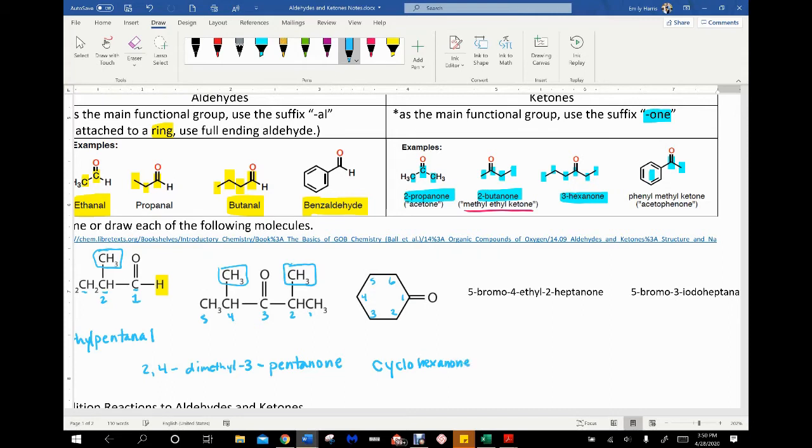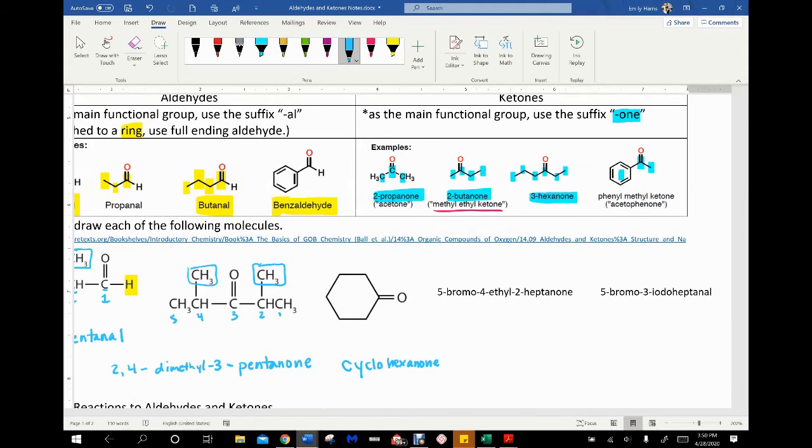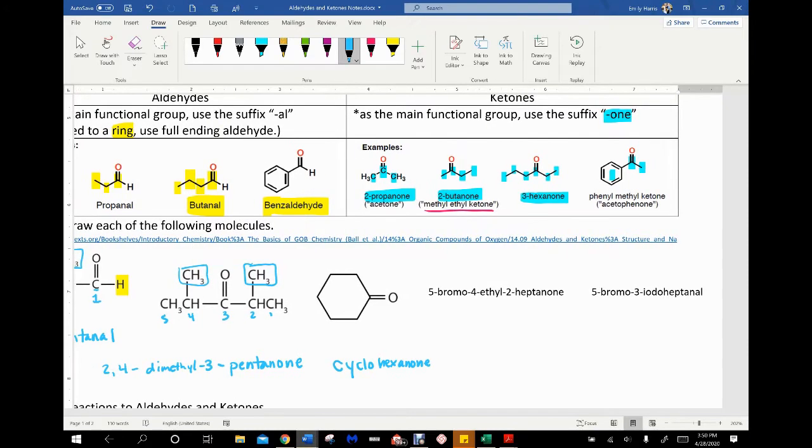And again, if it's a ring compound with one ketone, the ketone will be the first carbon, and so there's no need to provide a number in this case. So just cyclohexanone. All right, now last one, it gives us a ketone and an aldehyde to try to draw here.